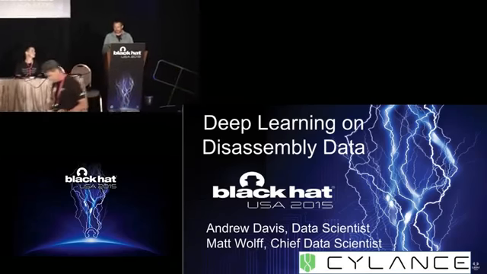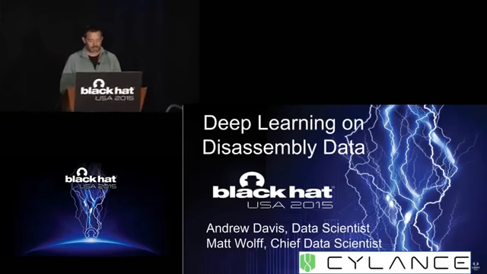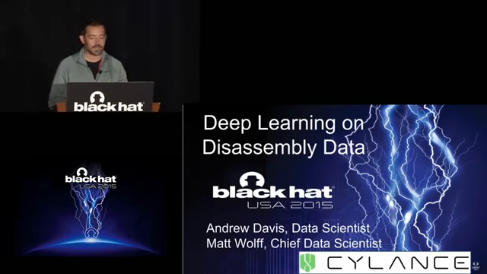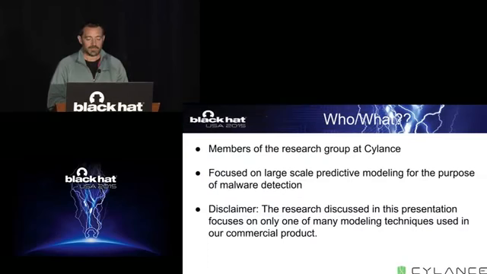So I'm Matt Wolf. This is Andrew Davis. We are part of the data science team at a company called Cylance. If you're not familiar with the company at all, basically the best description for Cylance, just to give you an idea, is it's the AI of AV. So our work focuses on applying machine learning for the purpose of malware classification.